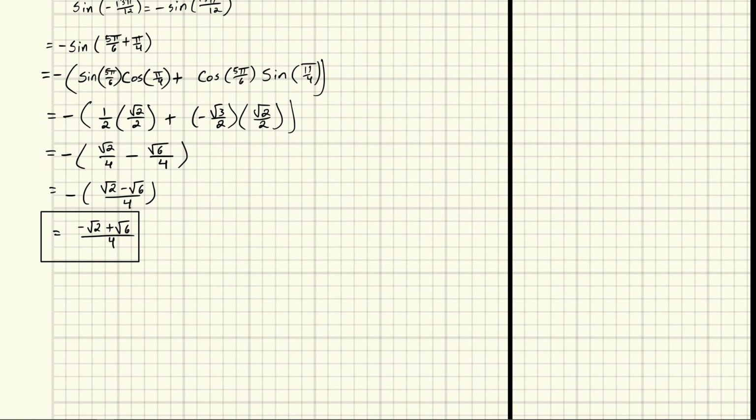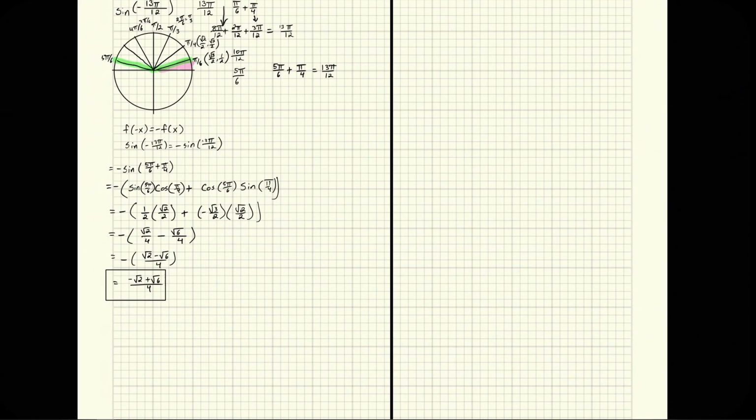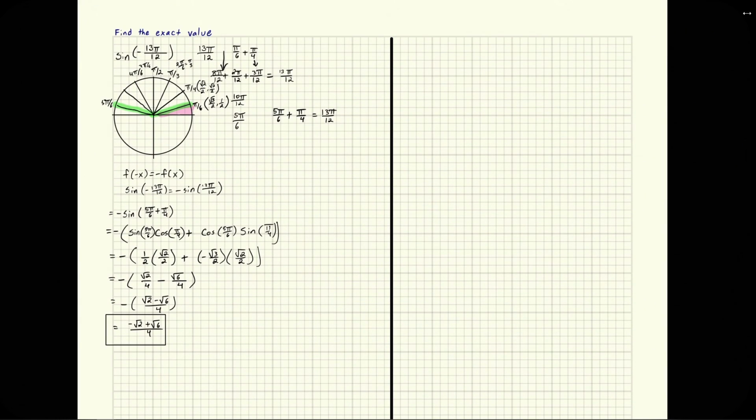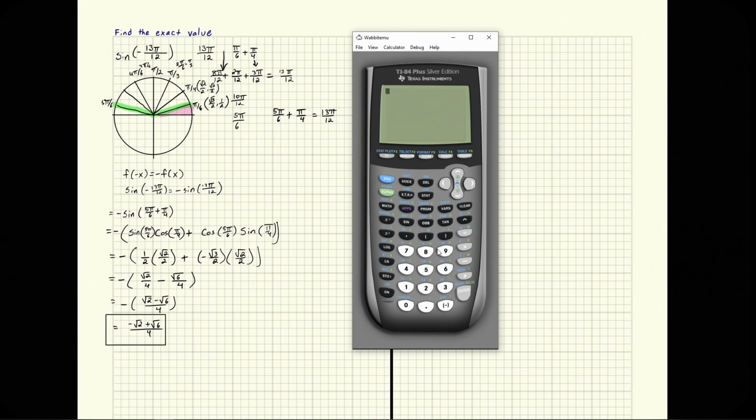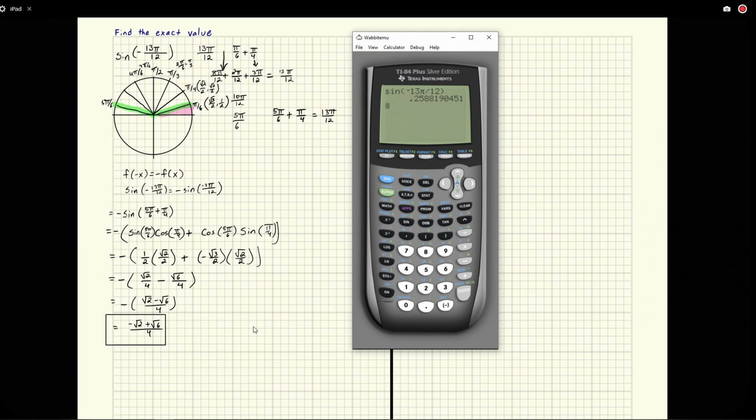Now we can check it, of course. If your teacher is fine with you using a calculator, we can really quick verify it using a calculator. So if I pull one of those out, we'll turn it on and we'll go, okay, let's test this first one. We have sine of negative 13 pi divided by 12. And we get out this value, 0.258819 and so on.